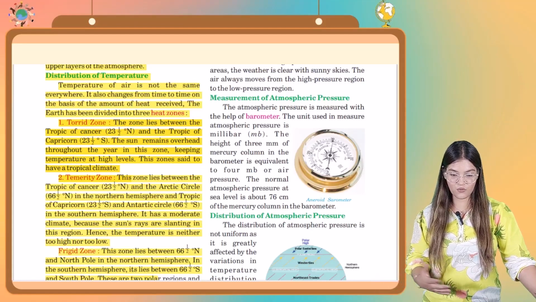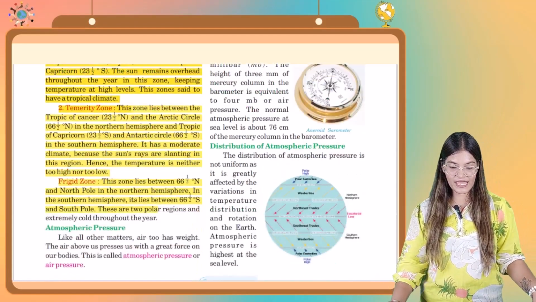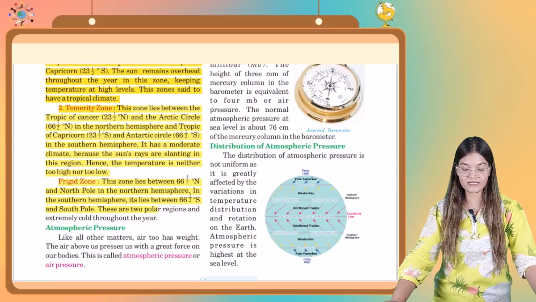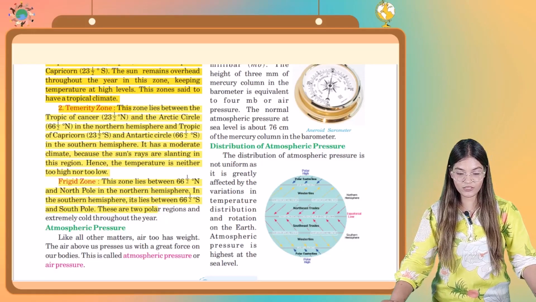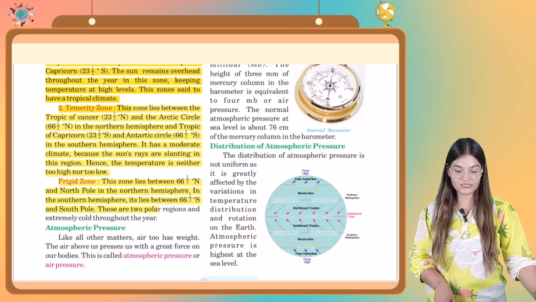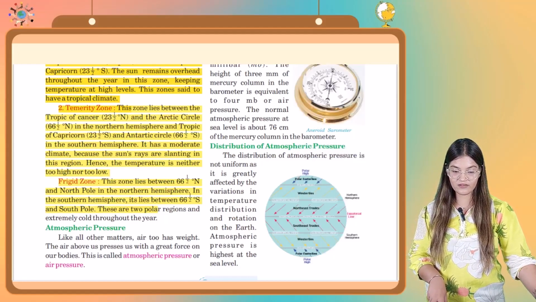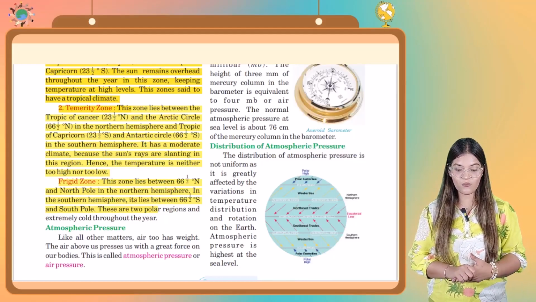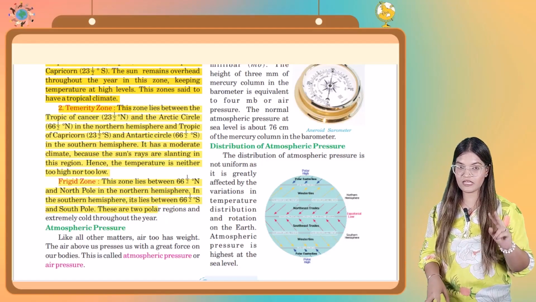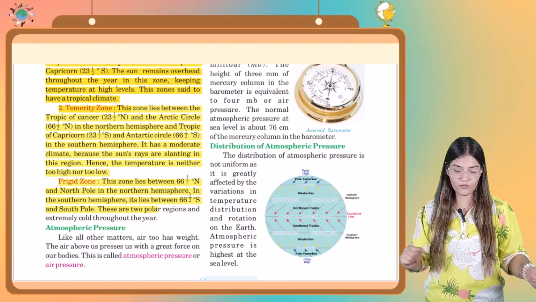Frigid Zone. This zone lies between 66 1/2 degrees N and the North Pole in the northern hemisphere. In the southern hemisphere, it lies between 66 1/2 degrees S and the South Pole. These are the two polar regions and are extremely cold throughout the year. मतलब ये जो टू रीजन्स है काफी ज्यादा पोलर है, काफी ज्यादा ठंडे रहते हैं पूरे साल.